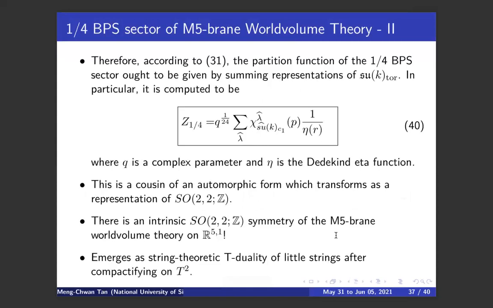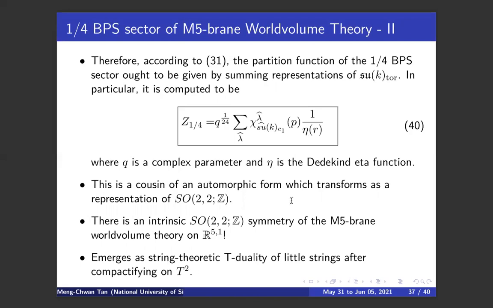So it means that the partition function of the quarter BPS sector ought to be given by summing representations of the toroidal algebra. So in particular, we can compute it, and we end up getting something like this. Q is another complex parameter which is now exponentiated by the other translation operator on the worksheet. And R here is related to Q by some expression. This is the Dedekind eta function. This is the usual character.